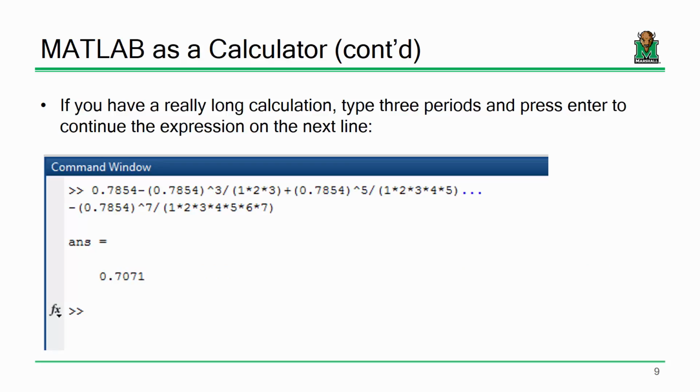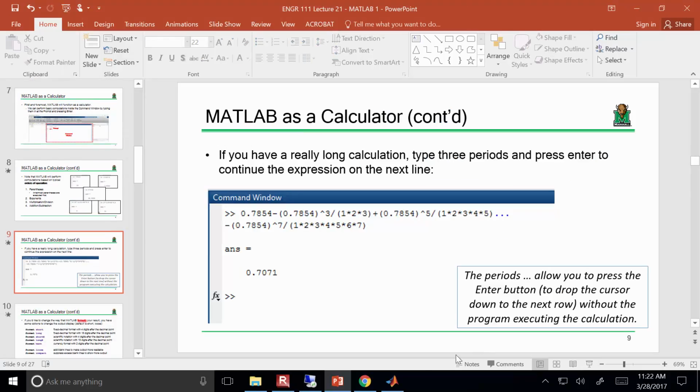Okay, well here's a really long one. And there may be cases where your calculation is so long that you don't want it to go any further to the right, and so you want to work on the next line. But if you press enter, it's going to immediately execute the calculation. So these 3 dots in a row, 3 periods, tell the program that when you press enter, you're continuing on the same line instead of immediately executing the calculation. So let's try that together.